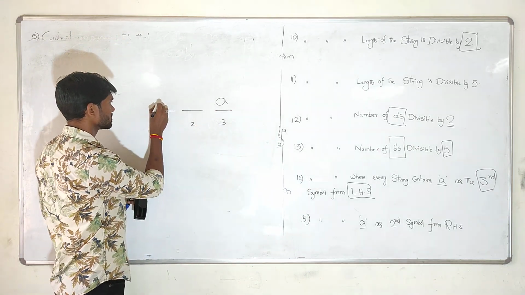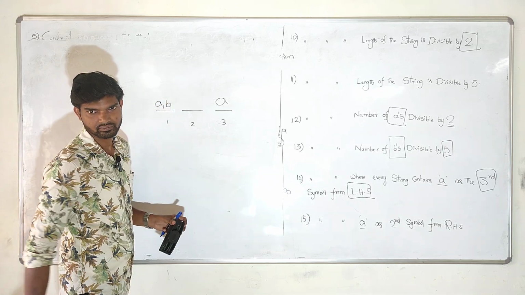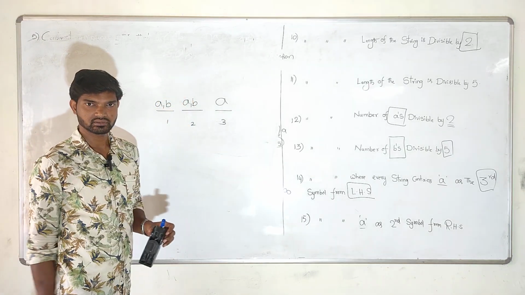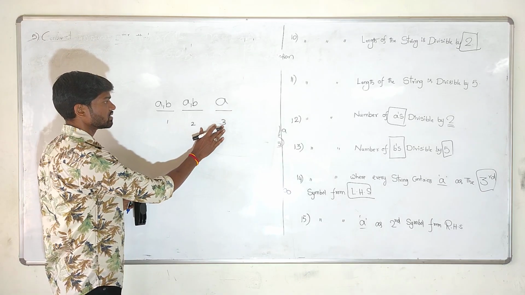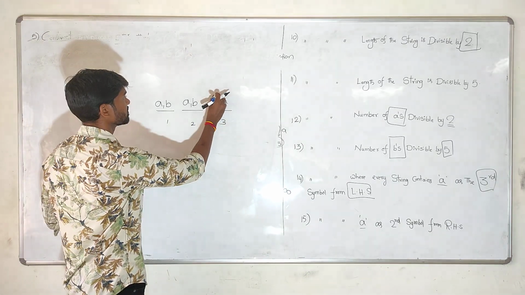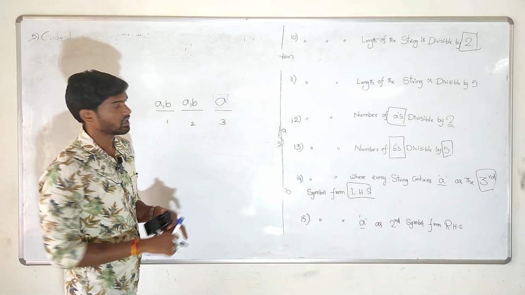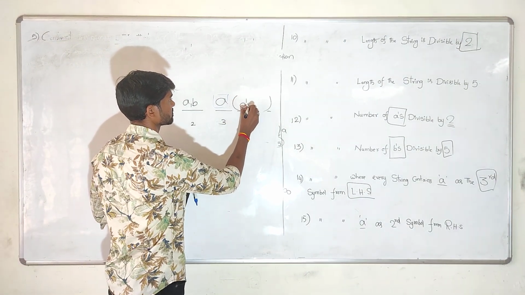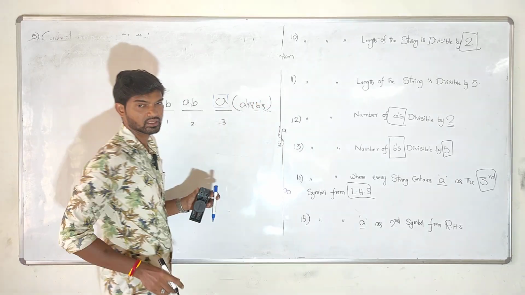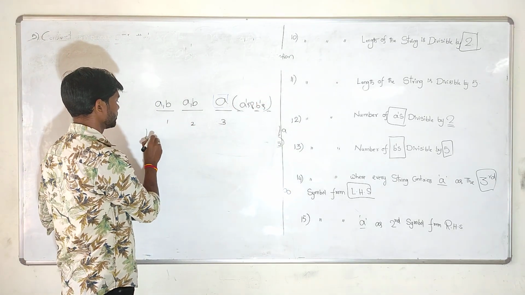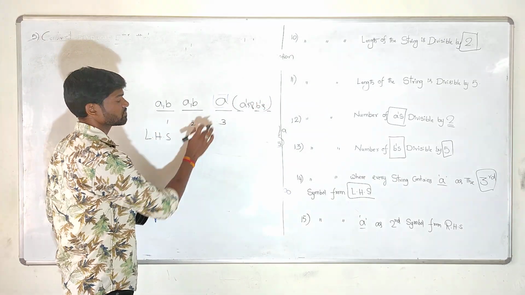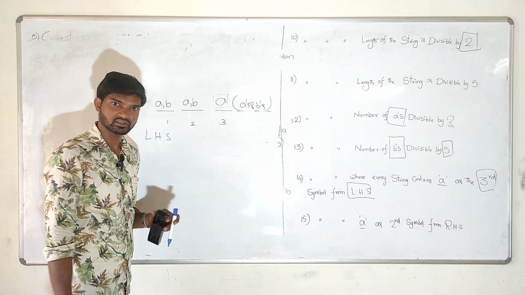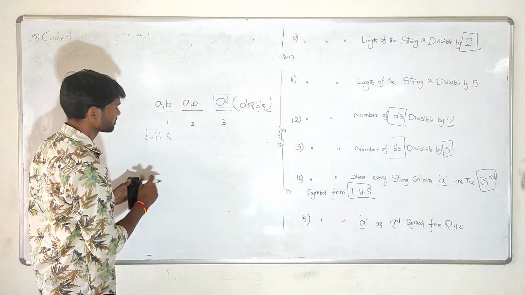So in the first position, A comma B can come, there is no restriction. In the second position, A comma B can come, there is no restriction. In the third position, which symbol should it contain? A symbol. And after that, any number of A's and B's can come, okay for us. There is no restriction. But from the left hand side, in the third position, the A symbol should be there. That's the question. It is also a very easy one.